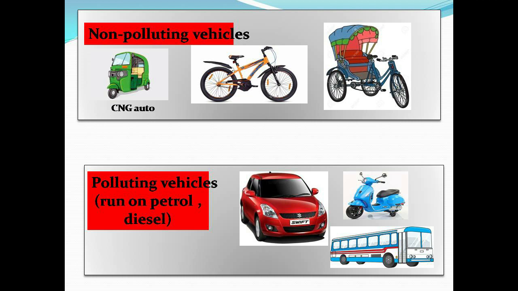Children, as you can clearly see in this slide, there are a few vehicles which, while running, do not pollute the environment and are known as eco-friendly vehicles, whereas cars, scooters, bikes and many more which run on diesel or petrol pollute the environment and come under the category of polluting vehicles. So children, we should use more and more non-polluting vehicles to keep our environment healthy.